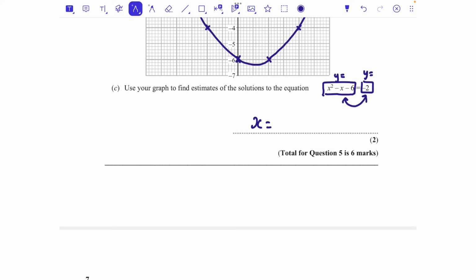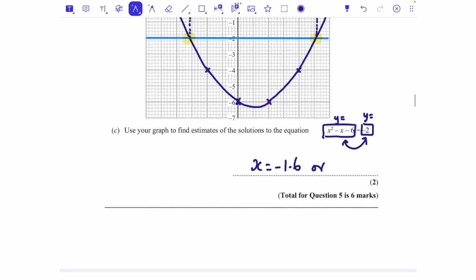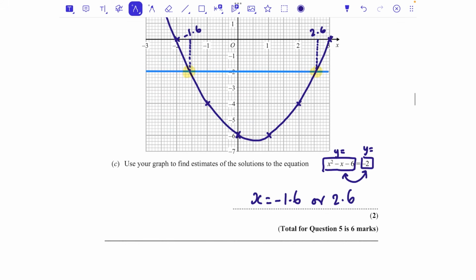So x equals minus 1.6 or 2.6, positive 2.6. Well done if you got those.